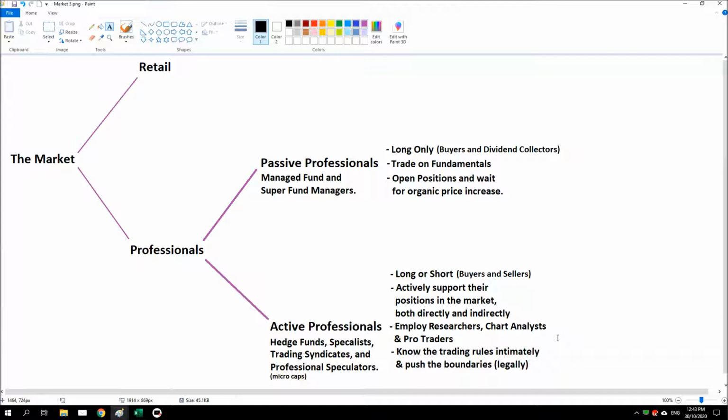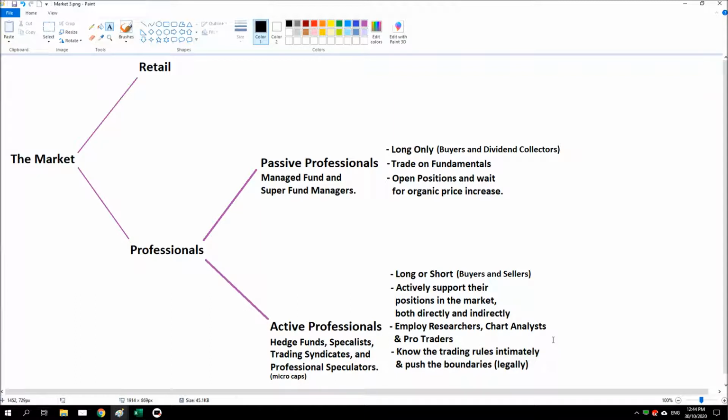Active professionals employ researchers to select stocks, chart analysts, and professional traders. These are all skills that one person generally doesn't have. So if you're a retail trader, and I imagine you probably are if you're listening to this video, you need to develop all these skills, because professional traders, professional syndicates, hedge funds will employ researchers who are good at researching, chart analysts who can read charts well, and professional traders to actually do the trading on the floor or in the market. These are all individual skills, and some people are better than others, so you learn what you're good at and try to improve what you're not good at.